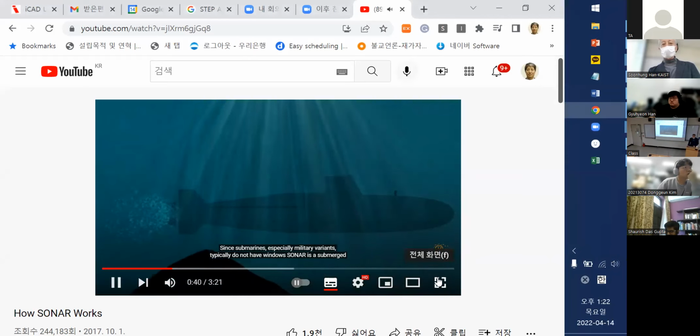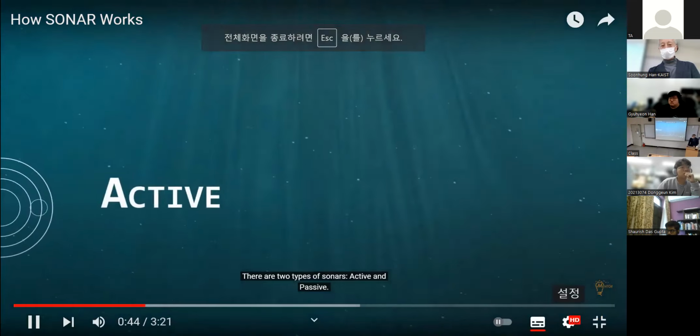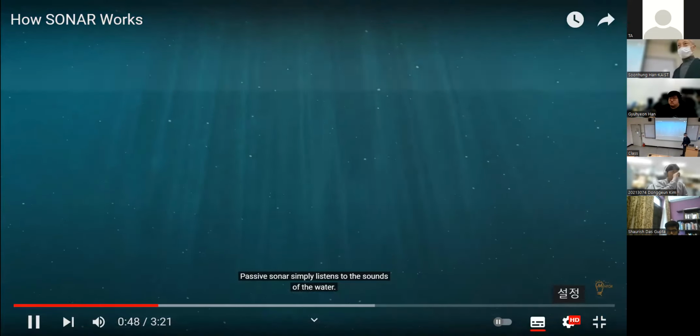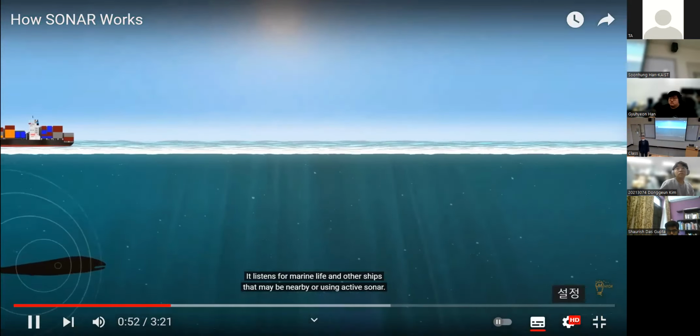Submarines typically do not have windows. Sonar is a submerged submarine's eyes. There are two types of sonar, active and passive. Passive sonar simply listens to the sound of the water. It listens for marine life and other ships that may be nearby or using active sonar.